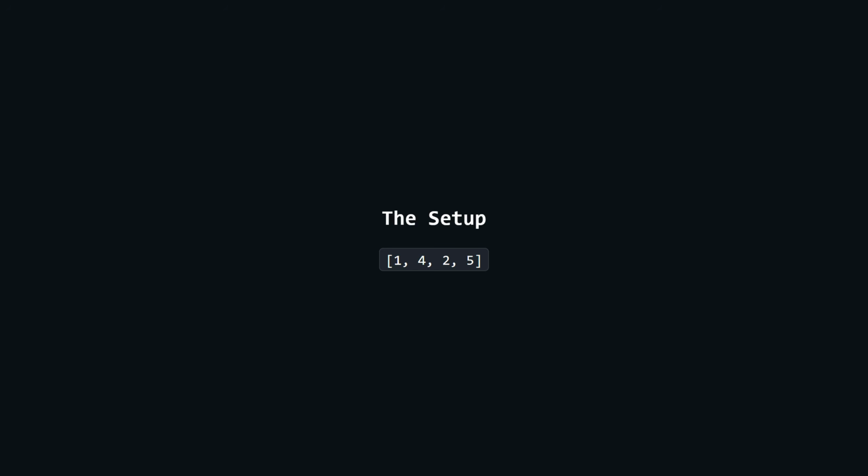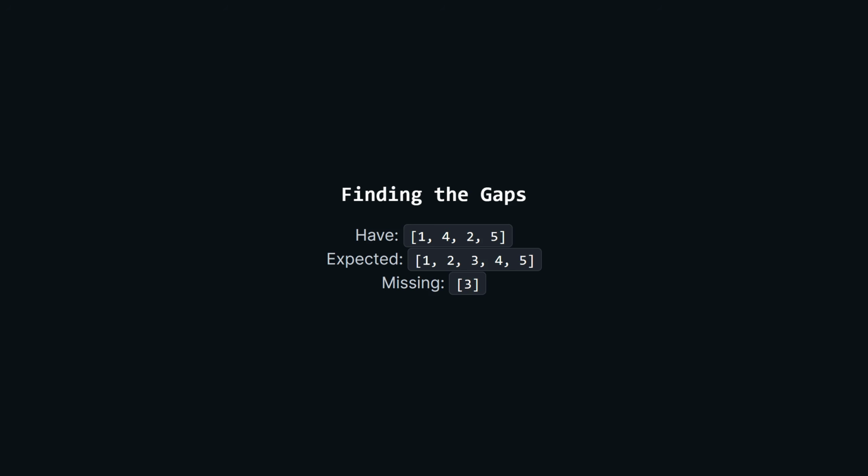Imagine we are given a list of unique numbers. In this example we have 1, 4, 2, and 5. The problem tells us that this list originally contained every single number from a starting point to an ending point. The smallest and largest numbers in our current list act as those boundaries. So, if our minimum is 1 and our maximum is 5, the complete, original list should have been 1, 2, 3, 4, and 5. Our job is simply to figure out which numbers are missing from that complete sequence and return them in sorted order. Here, only the number 3 is missing.